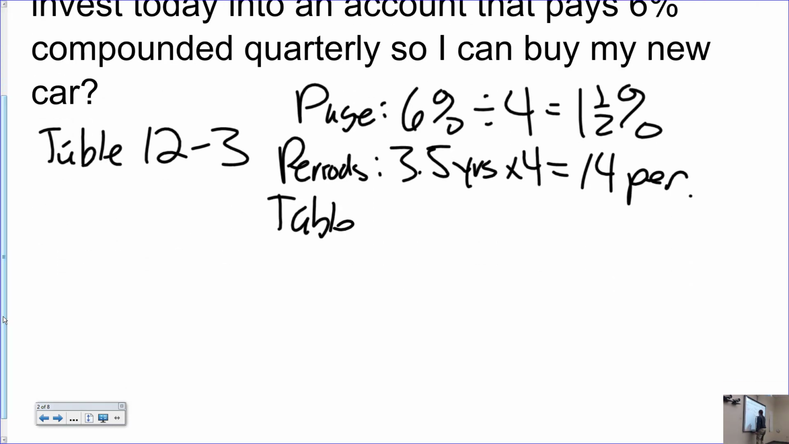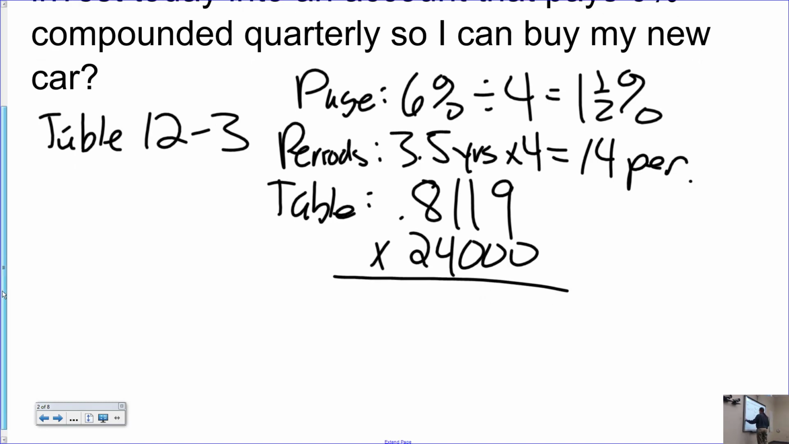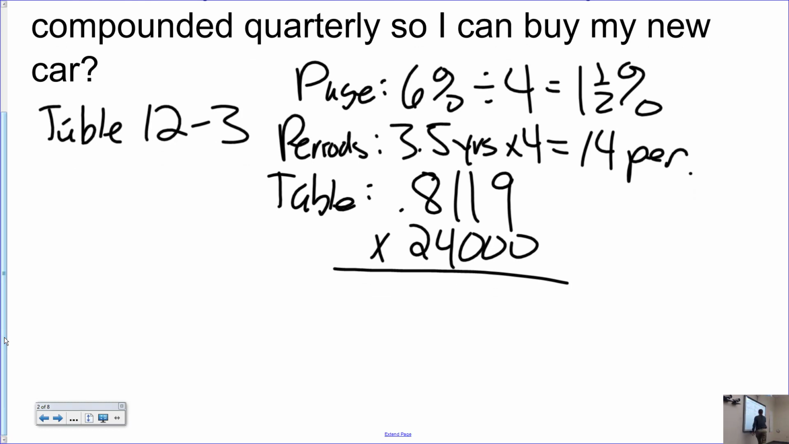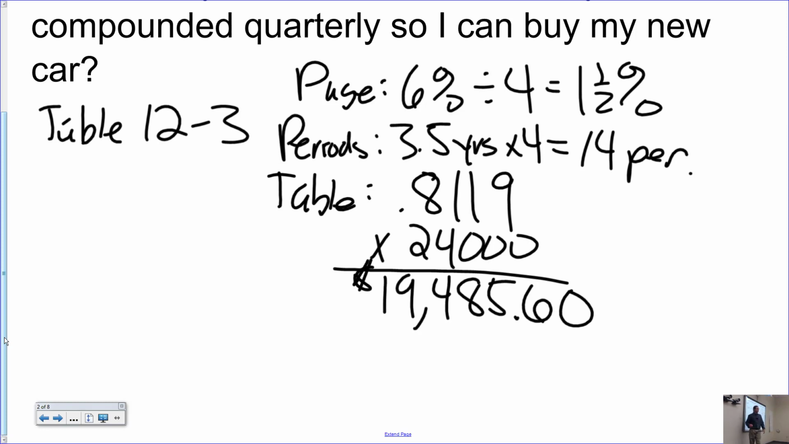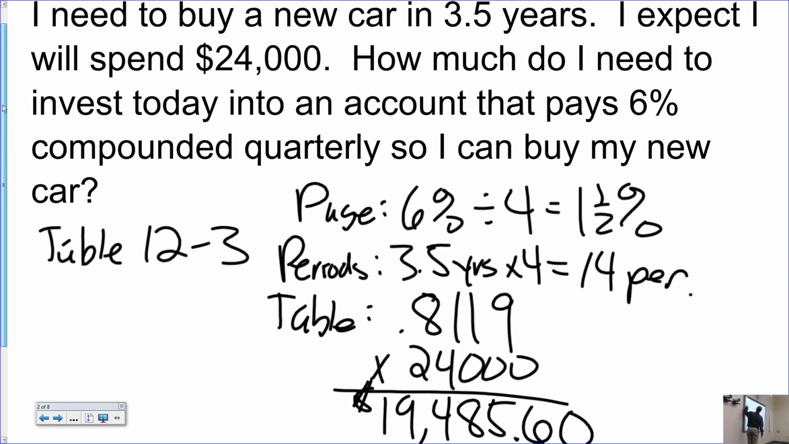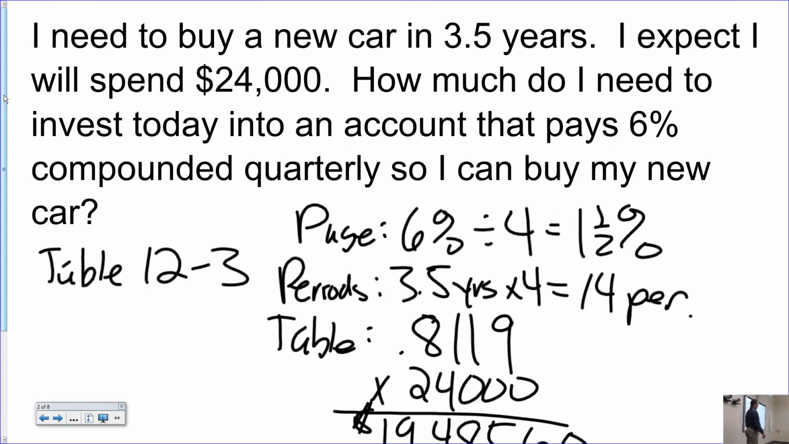What's my table value? 0.8119. Multiply by the 24,000. $19,485.60. So if I have just a shade below $19,500, if I throw it into this account right now, 3.5 years later, it'll be the 24 grand that I need in order to buy my $24,000 car, and hopefully it won't have gone up so much in price that I'll still actually be able to afford it, right?